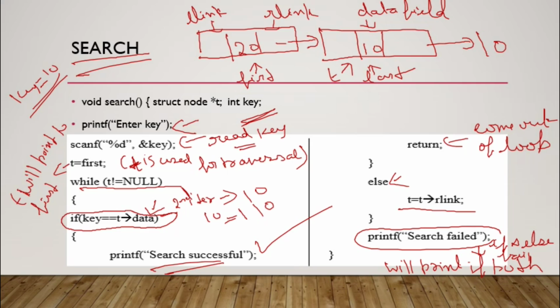So this is about the search functionality in the doubly linked list.